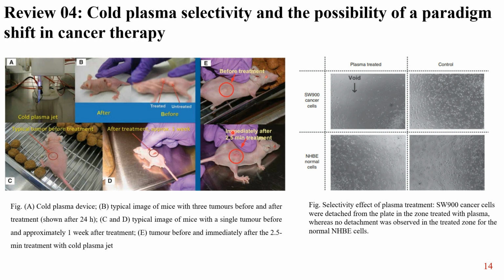Then coming to the second figure, a strong selective effect was observed. About 60 to 70% of SW900 cancer cells were detached from the plate in the zone treated with the plasma. You can see they are detached from the plate when treated with the plasma, and the control ones are still on the surface.